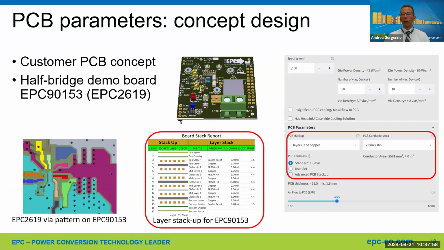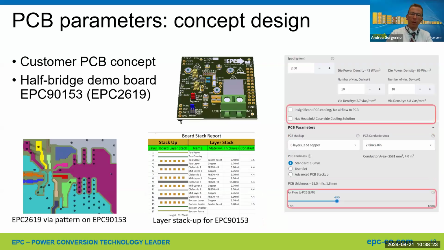And finally, we need to provide some information on the PCB itself. Again, the stack up is provided in the files for the board. In this case, it's a 6-layer board, 2-ounce copper, and it's 2 by 2 inches, 50 millimeters, basically. And so those are the parameters that you need for the PCB. Again, no detailed design, just high-level concepts of how you're going to implement the design itself.